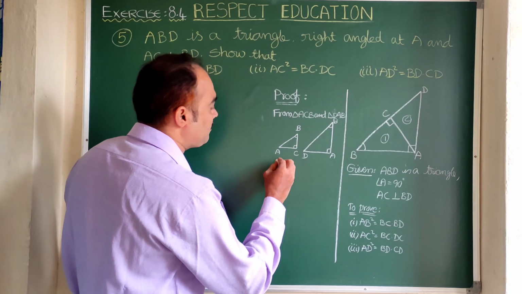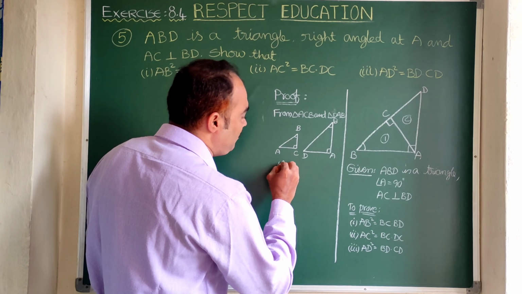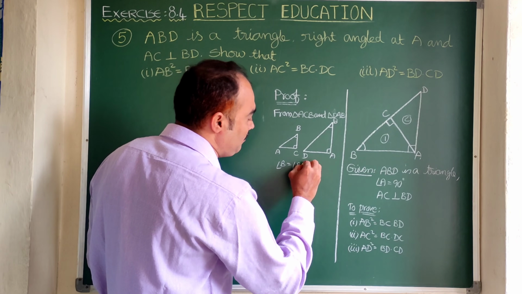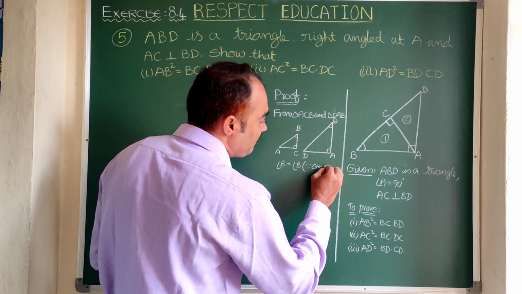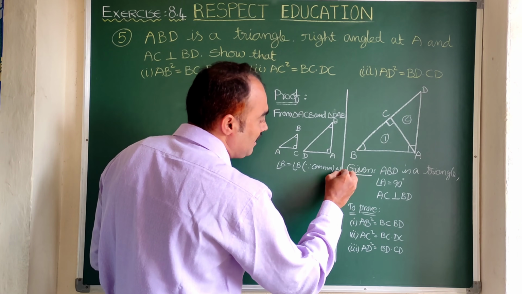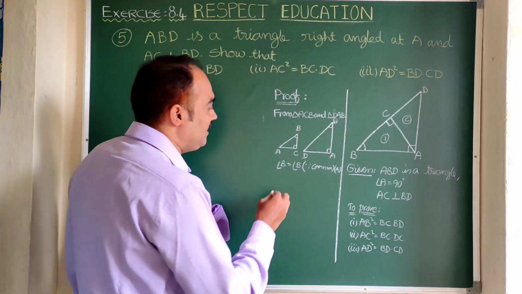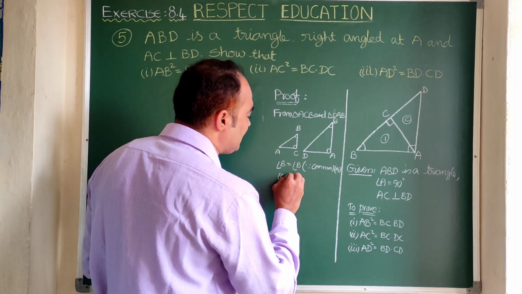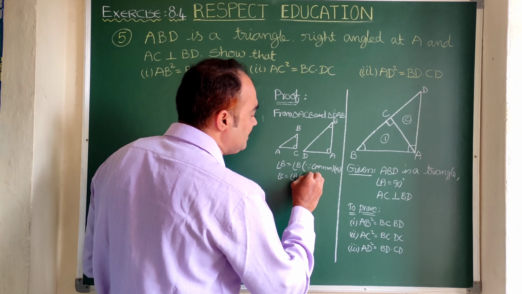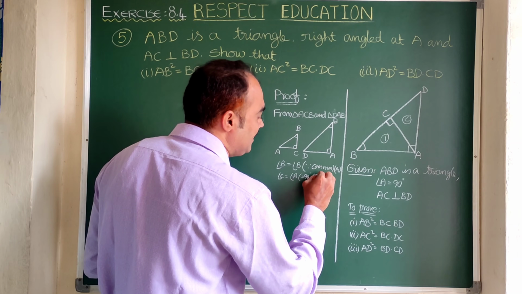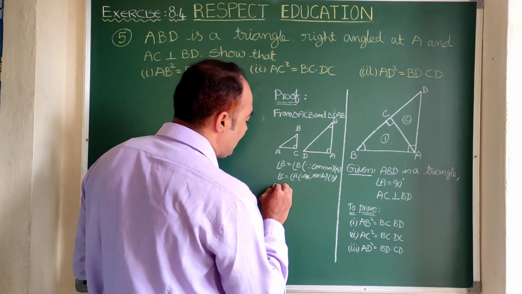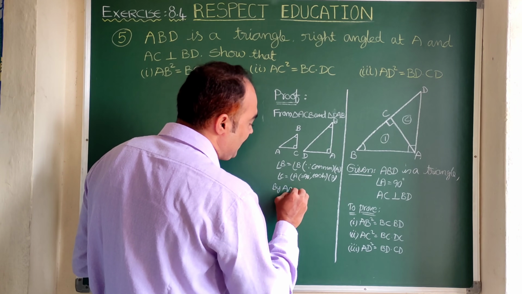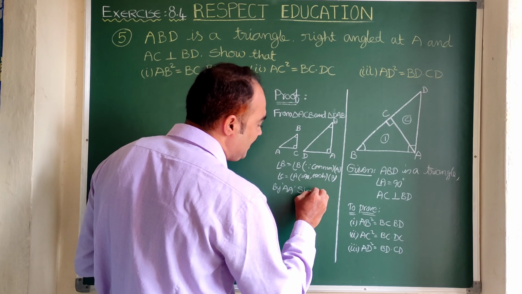Let us write step by step clearly. In the triangle angle B, in the triangle angle B, this is common angle. This is a common pair of angles. Same way, in the small triangle angle C, in the big triangle angle A is equal to 90 degrees each. This can be taken as another pair. So we can write by AA, angle angle similarity criterion.